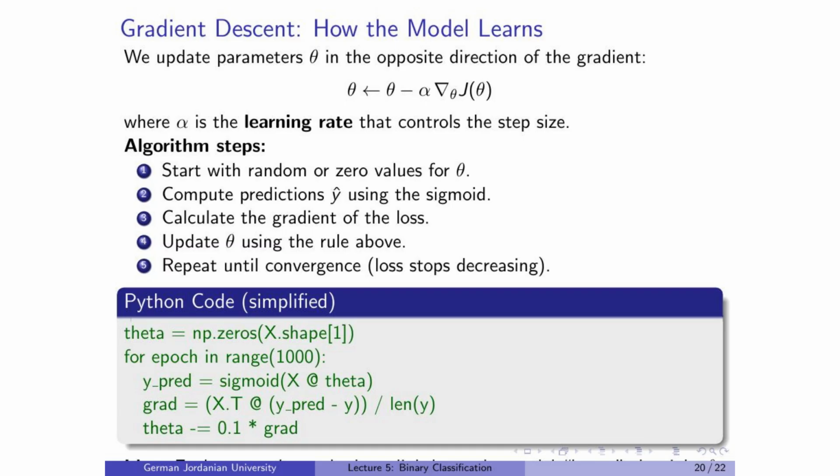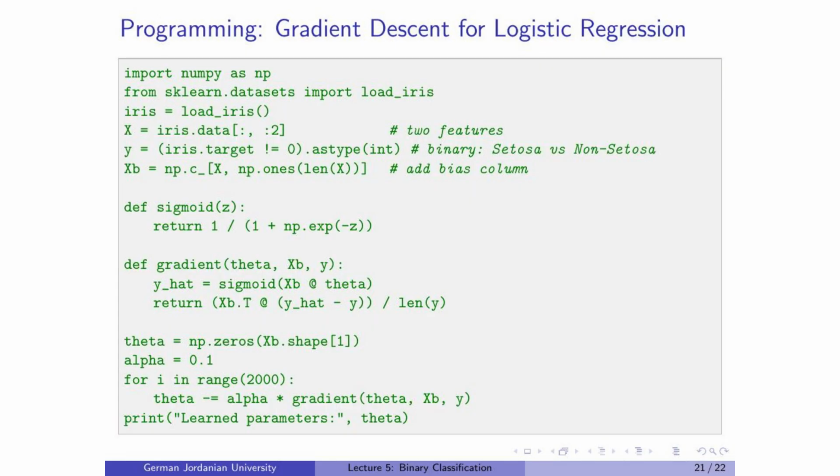The optimizer applies gradient descent. Theta is updated step by step in the opposite direction of the gradient. Each step slightly reduces the loss, moving closer to the best fitting parameters. The Python code demonstrates this iterative process: initializing parameters, computing predictions, calculating gradients, and updating values. While we won't go into coding details, the idea is simple. The computer learns by repeated correction until the loss stops decreasing.